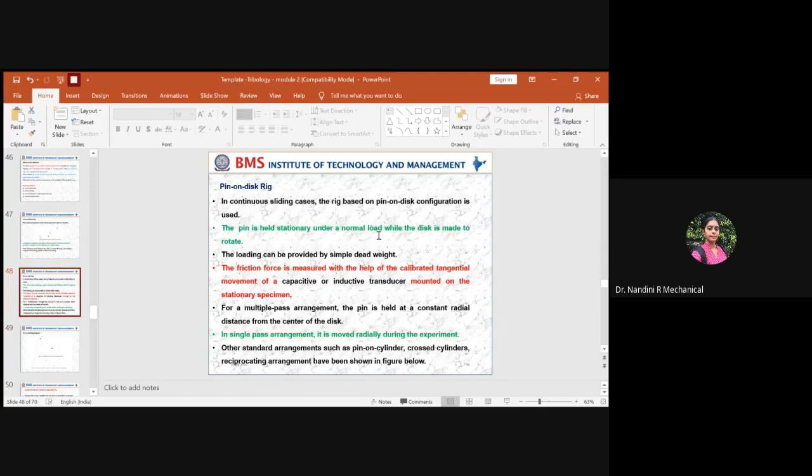And here the loading you apply will be very simple dead weights only. When you have applied the dead weight across the pin, you revolve the disc. The frictional force is measured with the help of a transducer. It could be a capacitive type of transducer or an inductive type of transducer. You have studied transducers in your mechanical measurements and metrology, and I hope even in mechatronics to some extent.